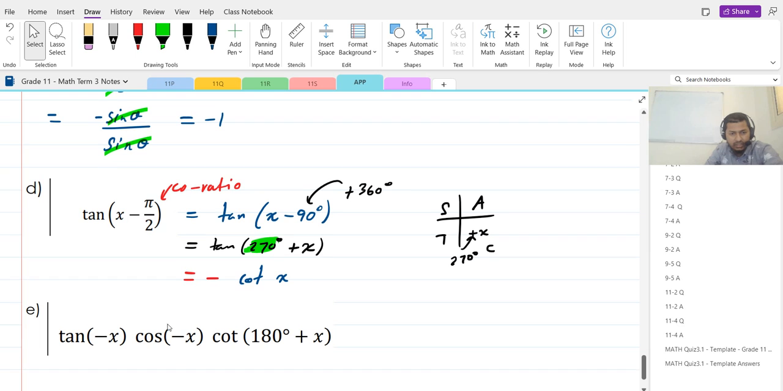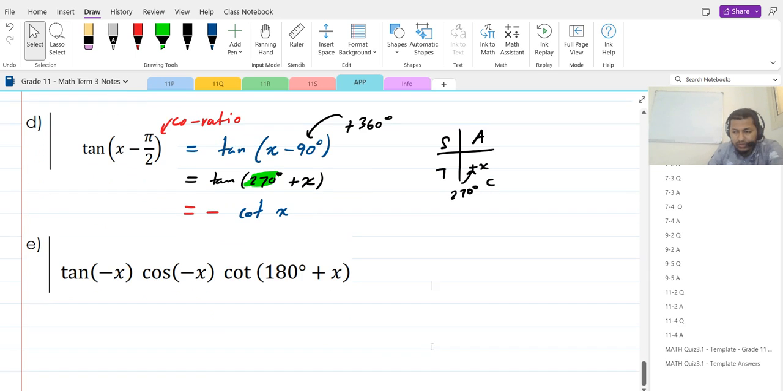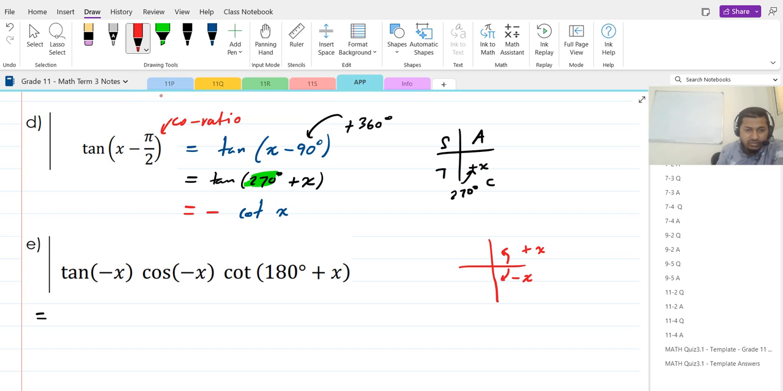Okay, so we are lucky here because we don't have any co-ratios. We only have same ratios. So tan of negative x, which quadrant? Fourth quadrant. Why? Because we are going in the opposite direction. Positive x is anti-clockwise, and clockwise direction is negative. So tan of negative x, fourth quadrant, cos of negative x, fourth quadrant, 180 plus x, 180 is here, plus x in the third quadrant. So we kind of have everything. Cast diagram, third quadrant.